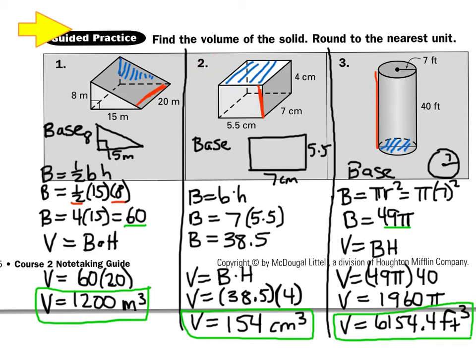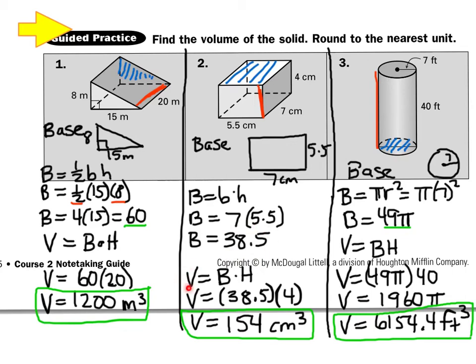All right, take a look at number 2. The base is right here. You can think of it as the floor or the ceiling. And so I drew that rectangle over here. And so that would be 7 by 5.5 centimeters. So the area of the base is just the base of the rectangle times the height of the little rectangle. So that's 7 times 5.5, which is 38.5.